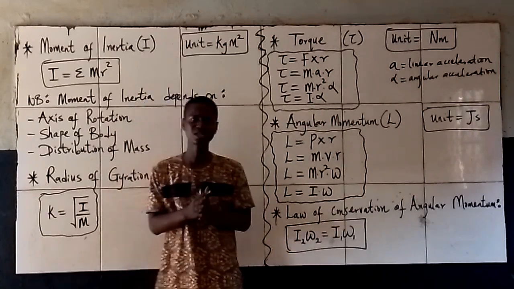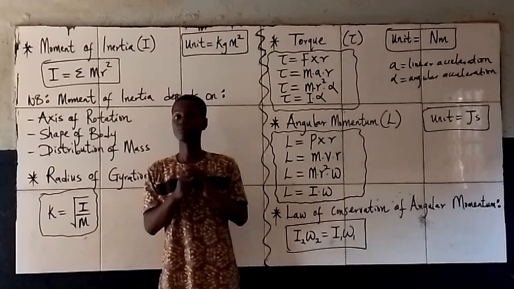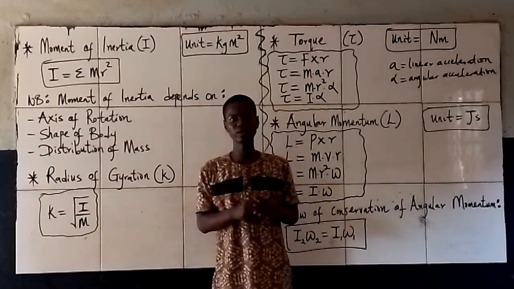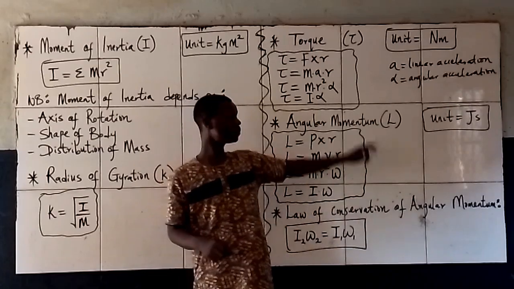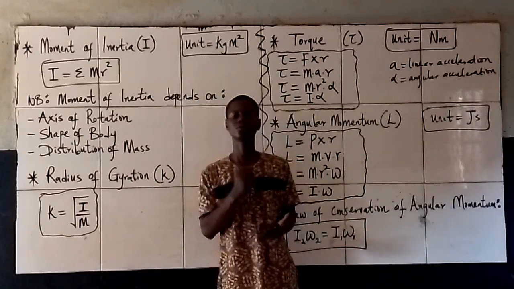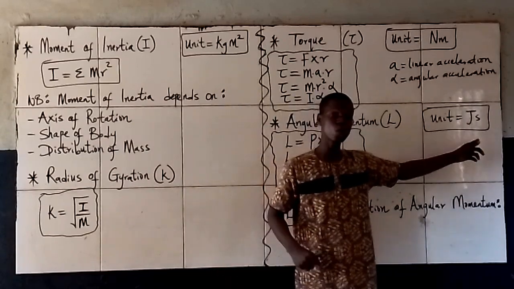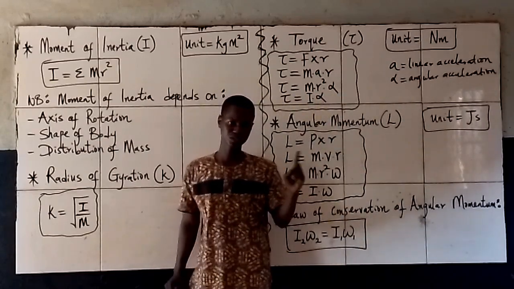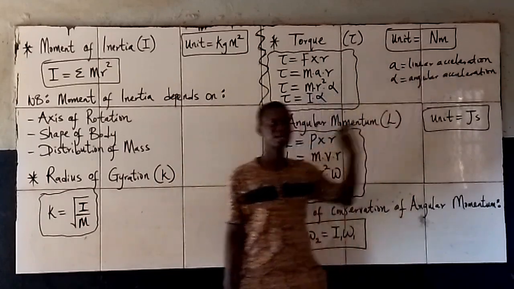Now we'll be talking about angular momentum because everything is under rotational motion. Now, angular momentum, the first thing to know is that the symbol for angular momentum is capital L. And the unit you should attach to it when you are done finding your angular momentum is joule second. Joule second is different from that of torque, which is Newton meter. I hope that is clear.